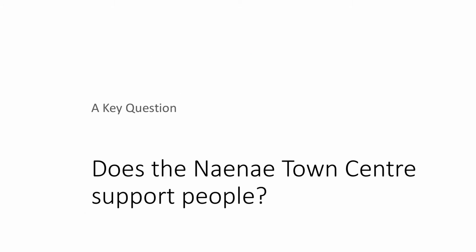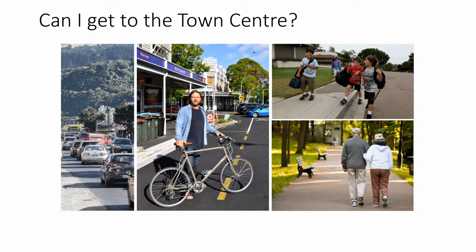The key question in looking at the town centre is, does it support people in the way that the community wants it to? A first basic question is, can I get to the town centre easily and safely? We can analyse this by looking at how people get to the centre. Access by car, by public transport and by bike are fairly obvious, but less obvious is how effective the streets and other pathways are at allowing people to walk to the centre. We therefore set about measuring this.